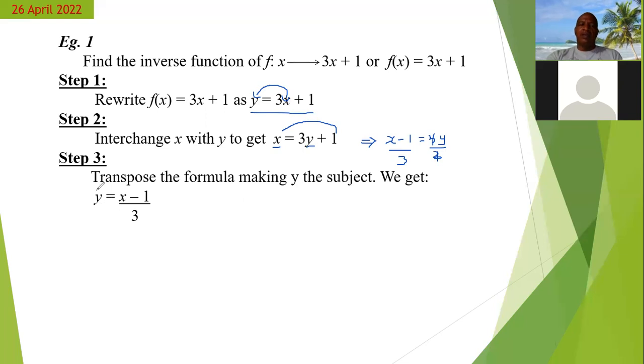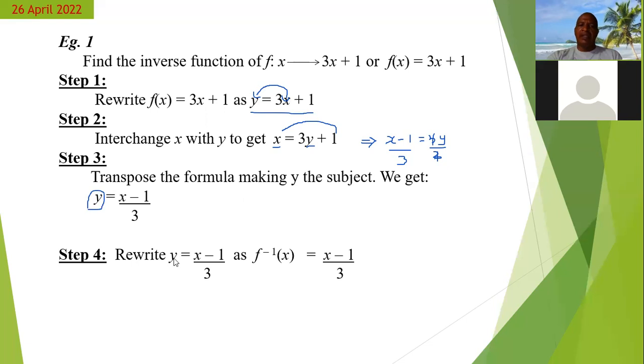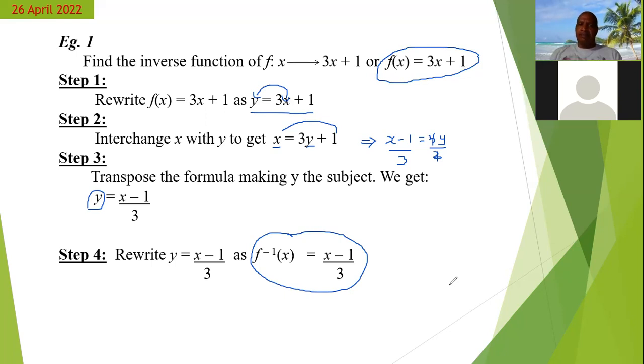Now once we have made y the subject, we replace this y with the inverse function symbol. So we rewrite y equals x minus 1 over 3 as f inverse of x equals x minus 1 over 3. And so now this becomes the inverse function to the function up here. Is that clear, guys? Any question?